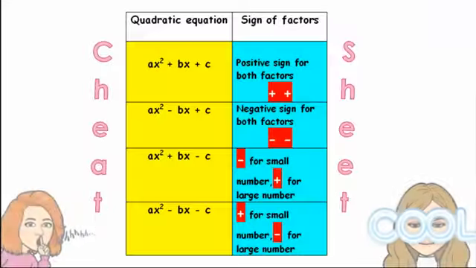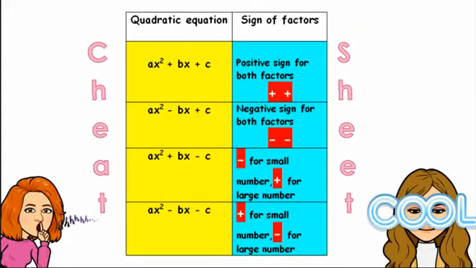Now, here we've created a cheat sheet for you all so that you know what signs to use. If your signs are plus plus, you're going to use a plus plus inside your factors. If it's a minus plus, I'm going to use a minus minus. These factors, it doesn't matter where you put them because the signs are the same. If you have a plus minus, the minus is for the smaller number, the plus is for the larger number of your factors. If you have a minus minus, the plus is for the smaller number, the minus is for the larger number. Take a picture of this so that you can have it for your assignment.